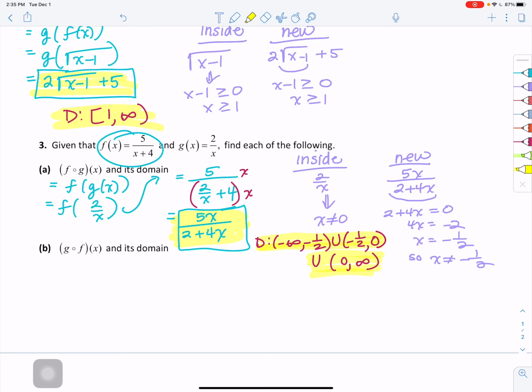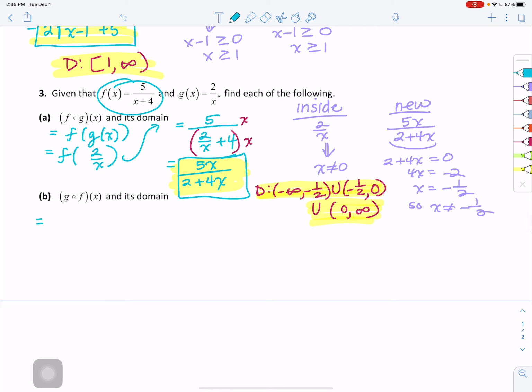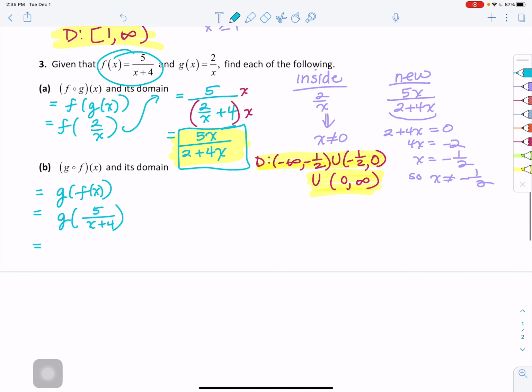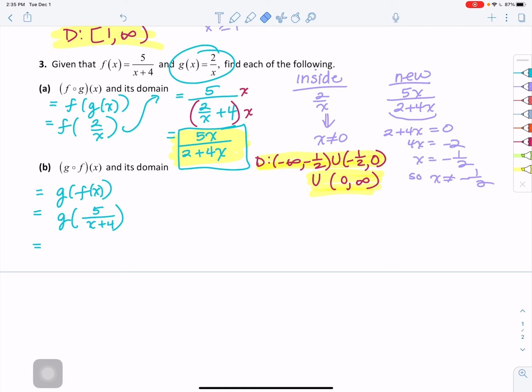Okay, let's go ahead and try B. And in B, we have g composed with f of x is g of f of x. It's g of, and f of x is 5 over x plus 4. You're going to like this problem. Now we're going to go to g, okay? We're going to g. And everywhere there's an x, which it's right there, we're going to put all of 5 over x plus 4. It's not going to look very pretty, but it won't be difficult.